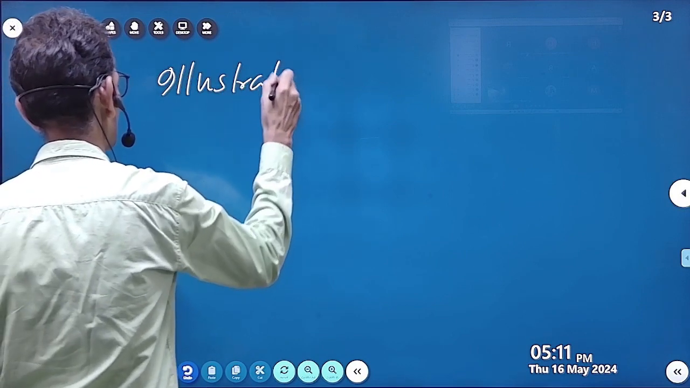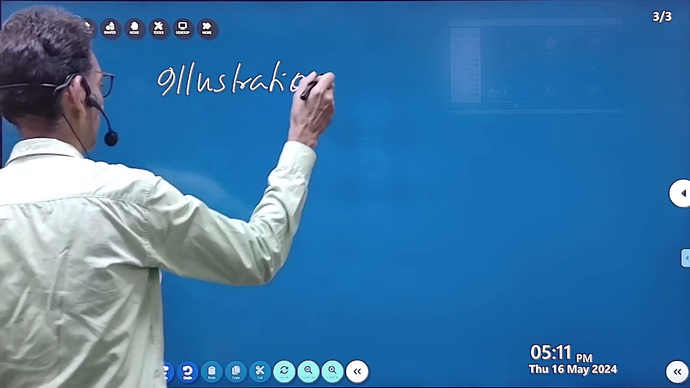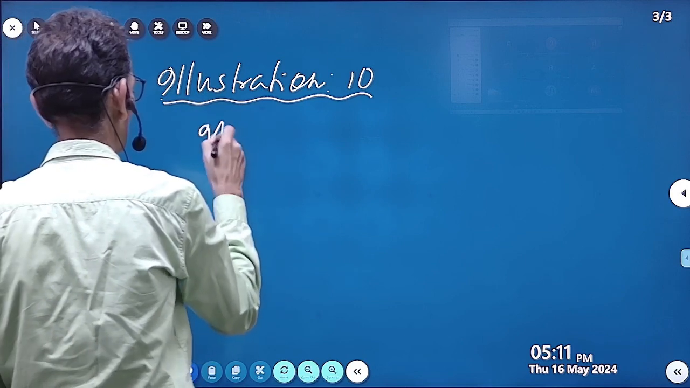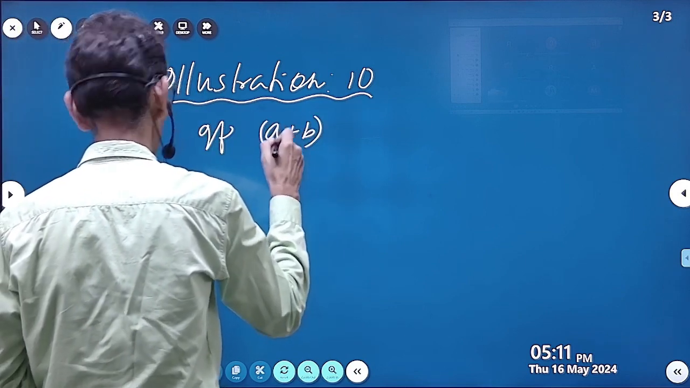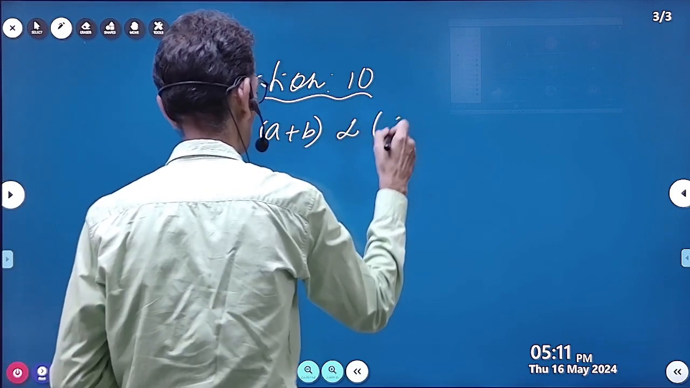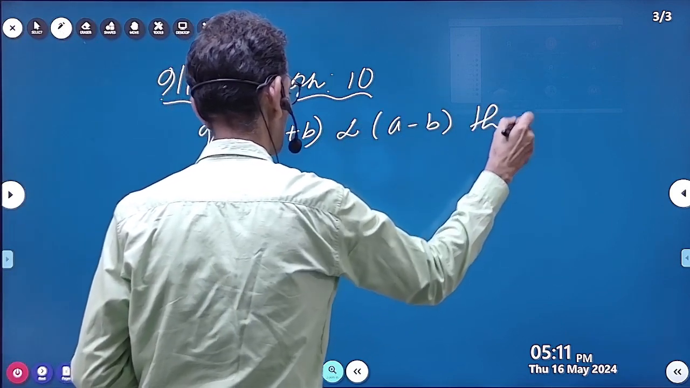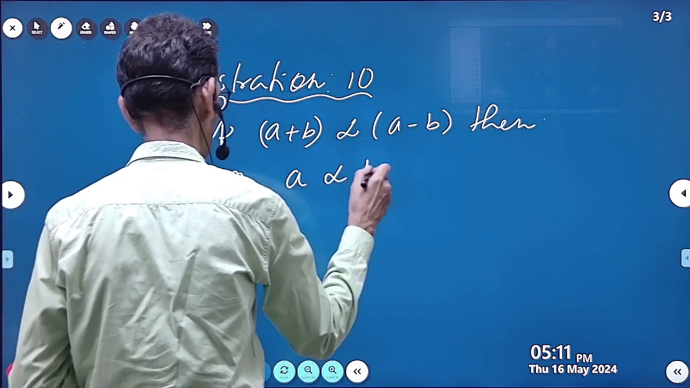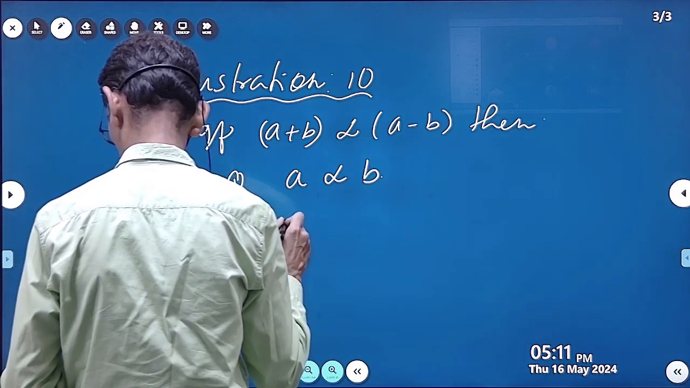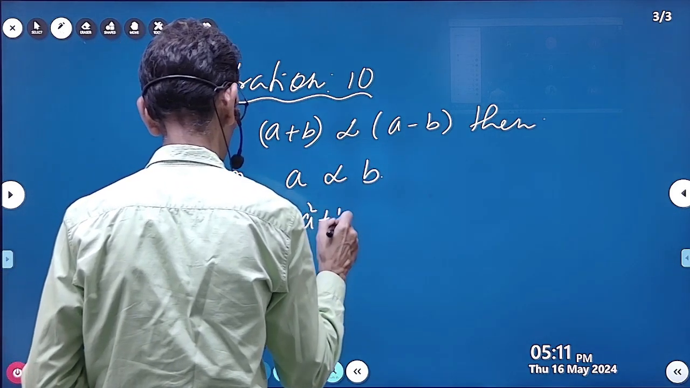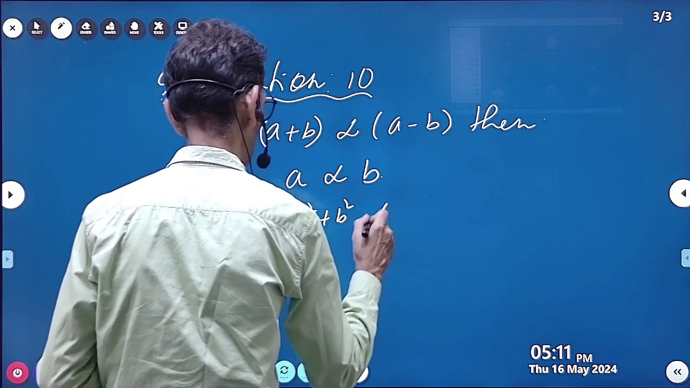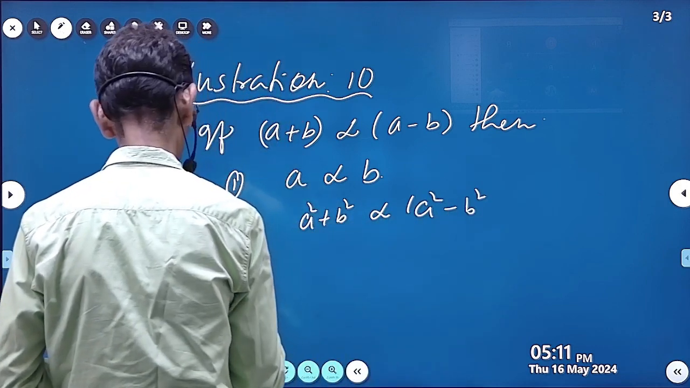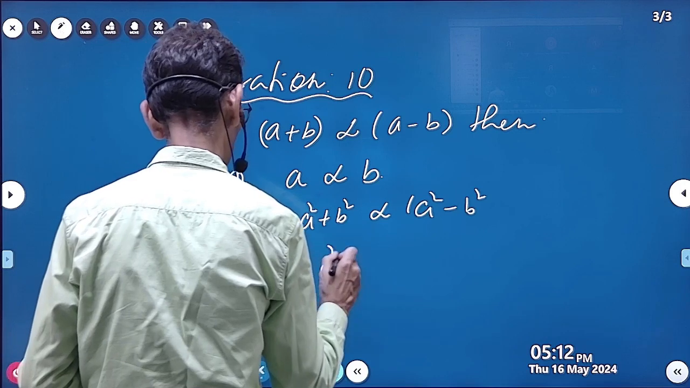Illustration 10. If A plus B is proportional to A minus B, then 1, A is proportional to B, 2, A square plus B square is proportional to A square minus B square.